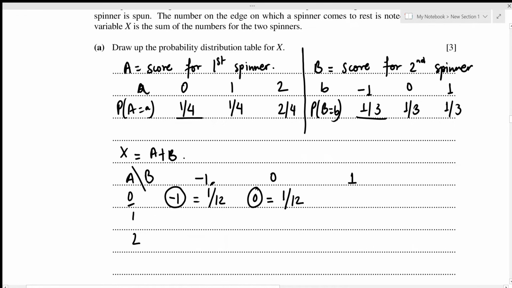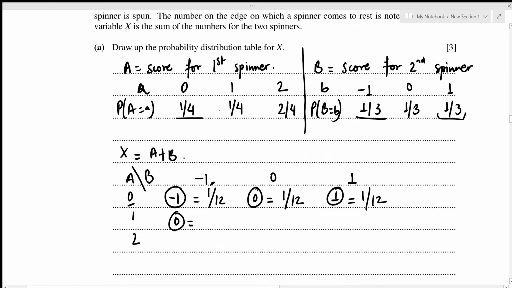For the next case, the sum is going to be 0 plus 1, which gives us a score of 1. This also has the probability of 1 by 12 because 1 by 4 into 1 by 3. Alright, that's 1 by 12. Now 1 minus 1, that's the score of 0.